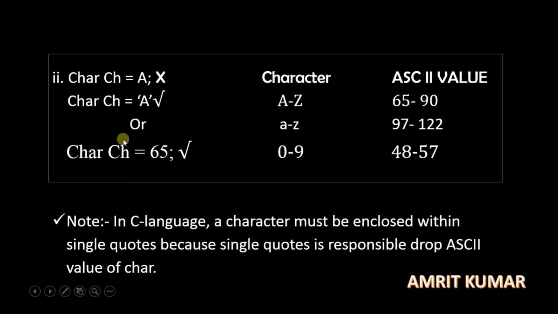Or we can represent it in the form of ASCII. Okay. Here you are seeing char, the data type, ch, the variable name, and I am using 65. This means capital A in ASCII value. This is the ASCII value of capital A. Here you are seeing characters from A to Z, whose ASCII values are from 65 to 90, small a to small z, whose ASCII values are from 97 to 122, and from 0 to 9, whose ASCII values are from 48 to 57.